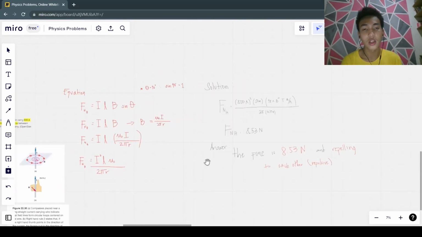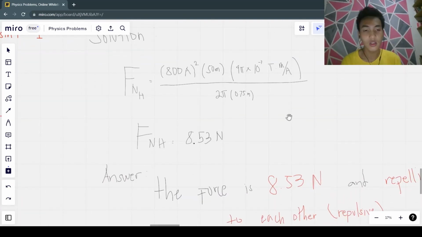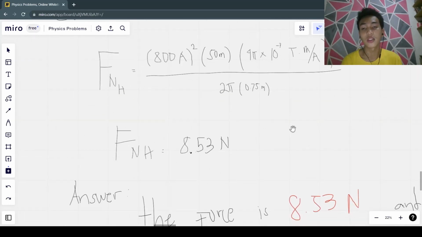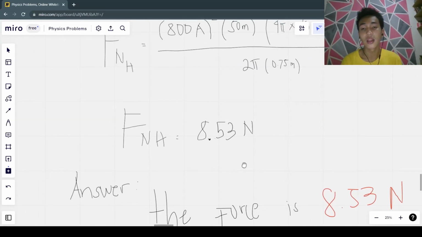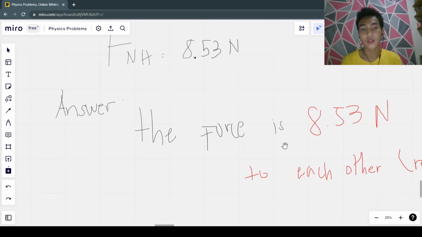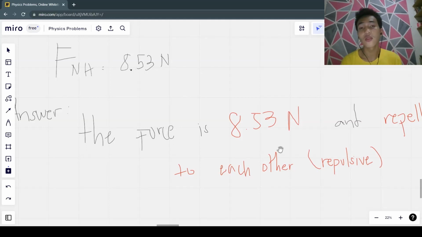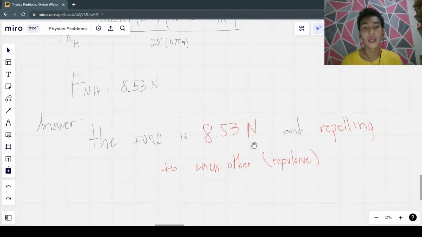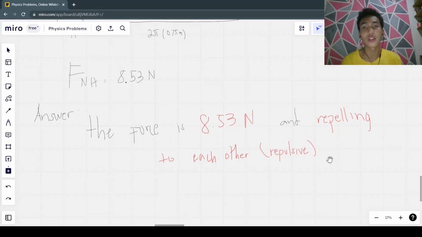So the solution is we're just going to substitute the given values in the equation. So force is equal to 800 amperes squared times 50 meters times 4 pi times 10 raised to negative 7 Tesla meters per ampere all over 2 pi times 0.75 meters. So the force acting on the neutral wire created by the magnetic field of the hot wire is equal to 8.53 newtons. So the magnitude of the force acting on both wires is 8.53 newtons, and the forces are repelling each other, or they have a repulsive interaction based sa ginawa nating analysis.